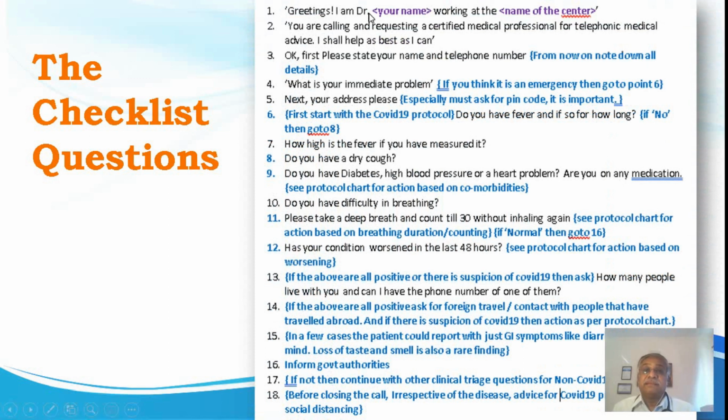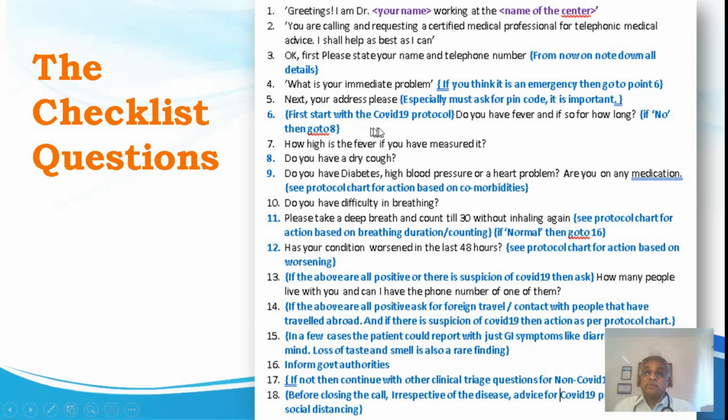Of course, you start with the standard greetings. I am Dr. So-and-so and working at so-and-so center. And you must say the standard things like you're a certified medical professional, and wait for him to give you his consent. And then make sure that you get the telephone number and his name, and then ask him for his immediate problem. If you think it's not an emergency, then you can go down to the next part, where you ask for the address and so on and so forth. Don't forget the PIN code, because a lot of coding and statistical analysis are done using the PIN code.